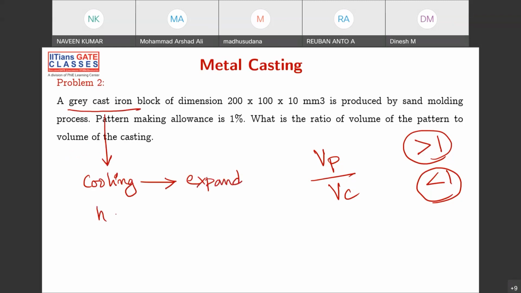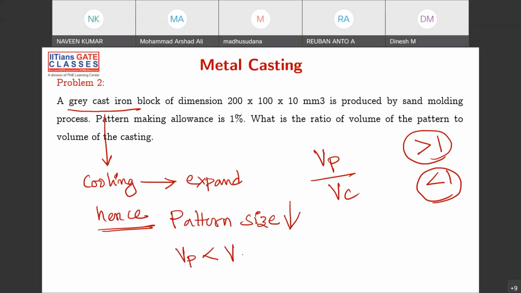Hence, what will we do? Hence, the pattern size should be reduced. So when the pattern size is reduced, the volume of the pattern will be less compared to the volume of the casting. So the volume of the pattern divided by the volume of the casting will be less than 1. Am I right or wrong? Yes or no?